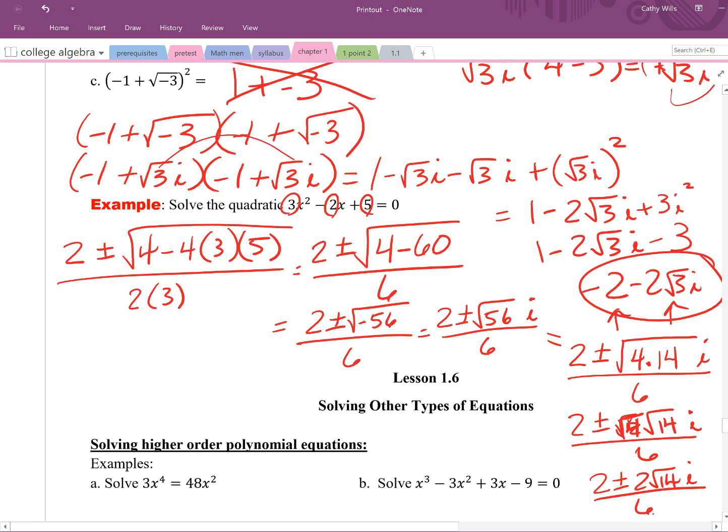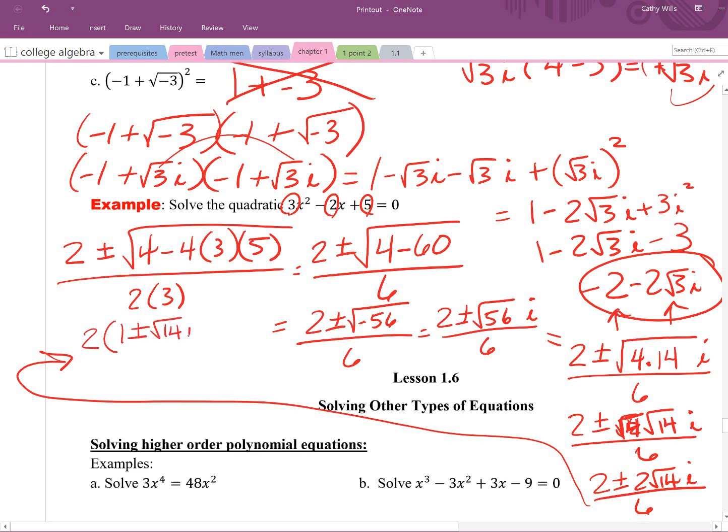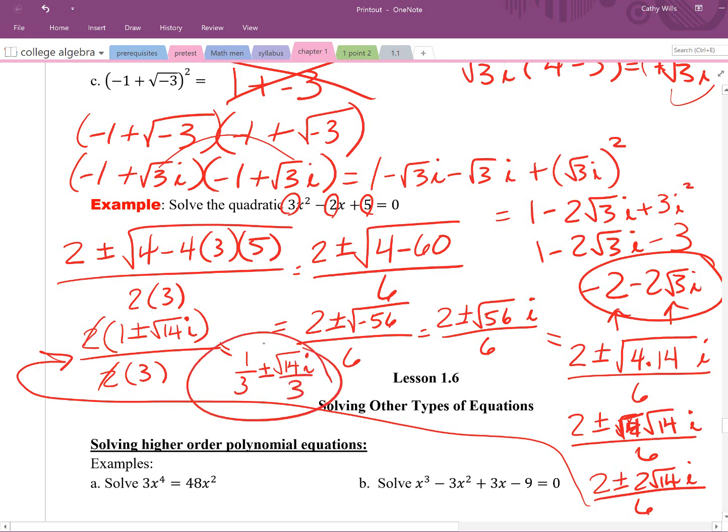And now you can factor out a 2 on the top and the bottom. And again, I'm sorry, I'm going to have to take it way over here. I never leave enough room. So that would be 2 times 1 plus or minus the square root of 14i all over 2 times 3. So the 2's cancel, and I end up with 1/3 plus or minus the square root of 14i over 3. This would be your final answer. Those are the 2 solutions to that equation.